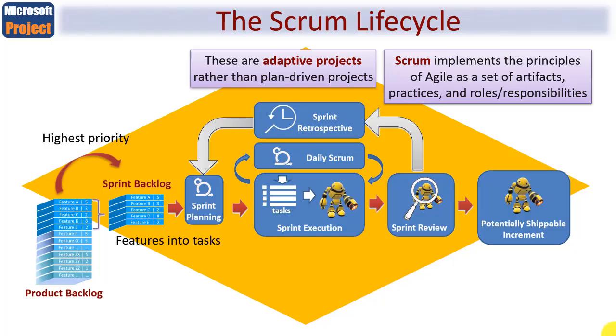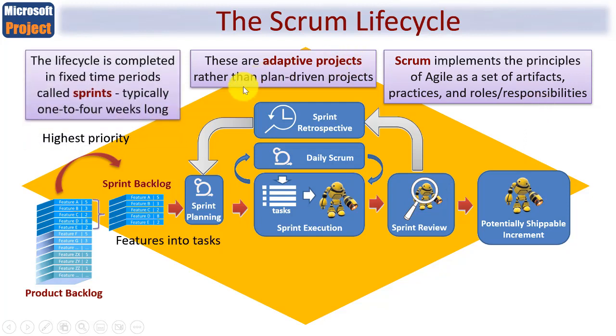First of all, I want to give you a sort of a backdrop here to the way in which Scrum works. As you can see, these are so-called adaptive projects which form part of the umbrella agile term, and these are different to traditional waterfall projects called plan-driven projects. And Scrum, which is one of many agile approaches, implements the principles of agile in the form of a set of what's called artifacts, practices and roles and responsibilities. Don't worry, we'll be covering those in these first 7 modules.